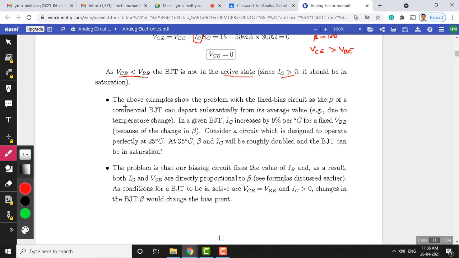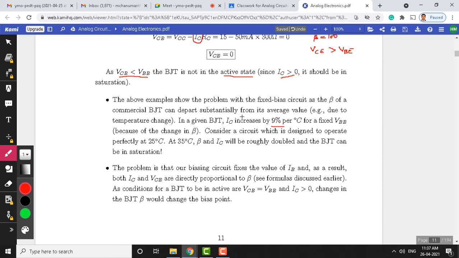If you look at this last paragraph here, so far we have shown that change in beta value changes the collector emitter voltage and it pushes the transistor into saturation from cutoff mode. So, a fixed bias circuit has a beta of a commercial BJT that can depart substantially from its average value due to temperature change also. In a given BJT, the collector current increases 9% per degree Celsius for a fixed bias, fixed VBE. This is the percentage variation, 9% per degree Celsius change in the temperature.